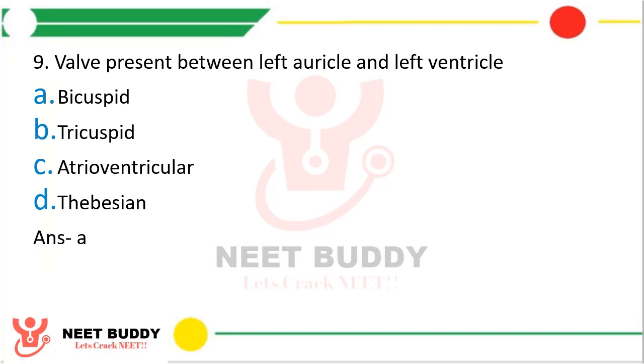Now if you guys get confused between the bicuspid and the tricuspid valve, then remember tricuspid has R, and R stands for right. So tricuspid valve is present between the right auricle and right ventricle. And the remaining, that is the bicuspid valve, is present between the left ventricle and the left auricle.